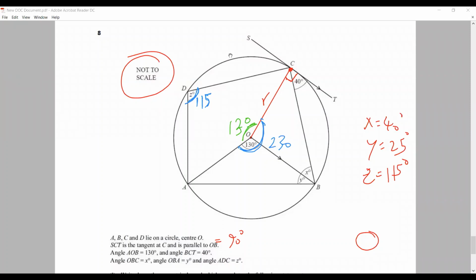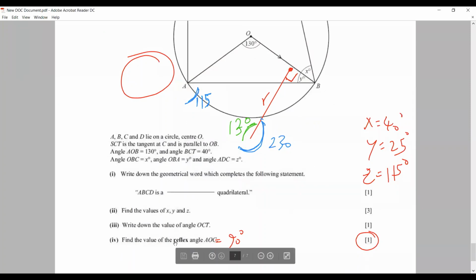So which one is reflex? This is obtuse. The green one is obtuse. The blue one is reflex, right? Because they say angle AOC. If you look at AOC, there are two ways you can look at this. There are two angles basically formed. So the reflex one is 230. That's what they asked, right? They even highlighted it for us.